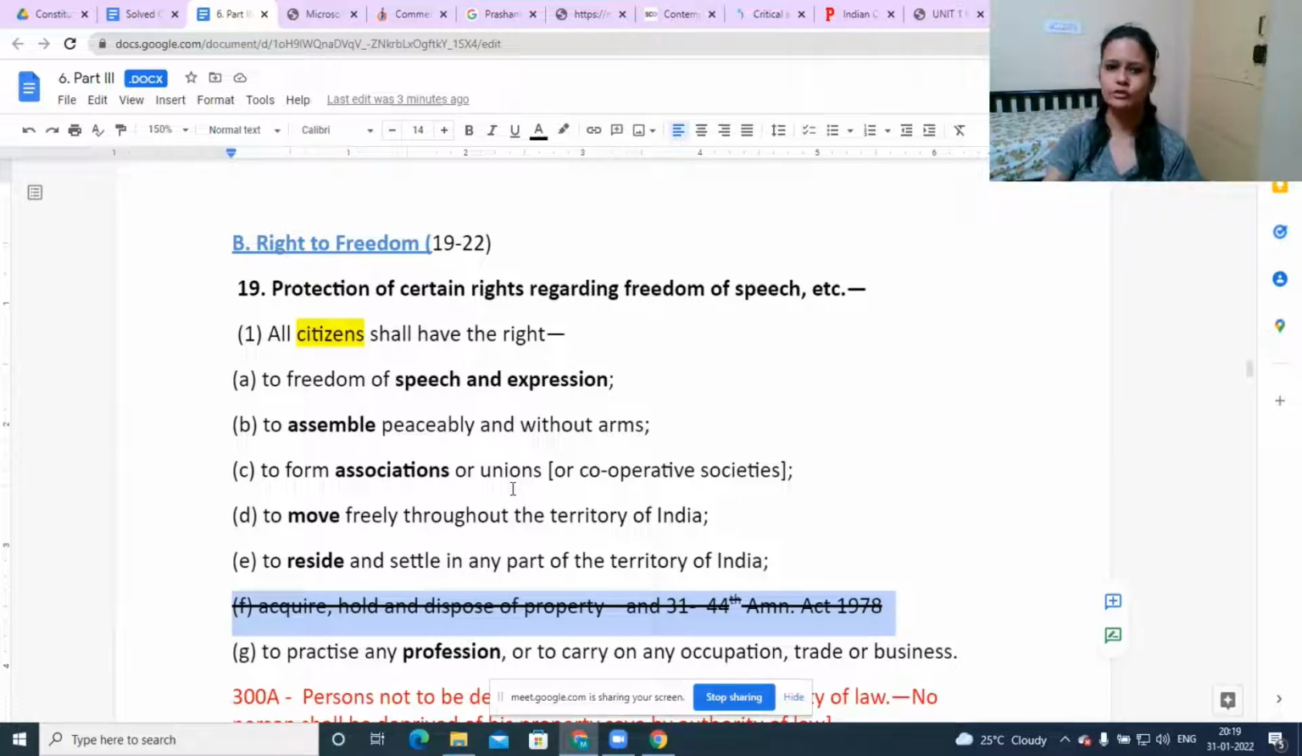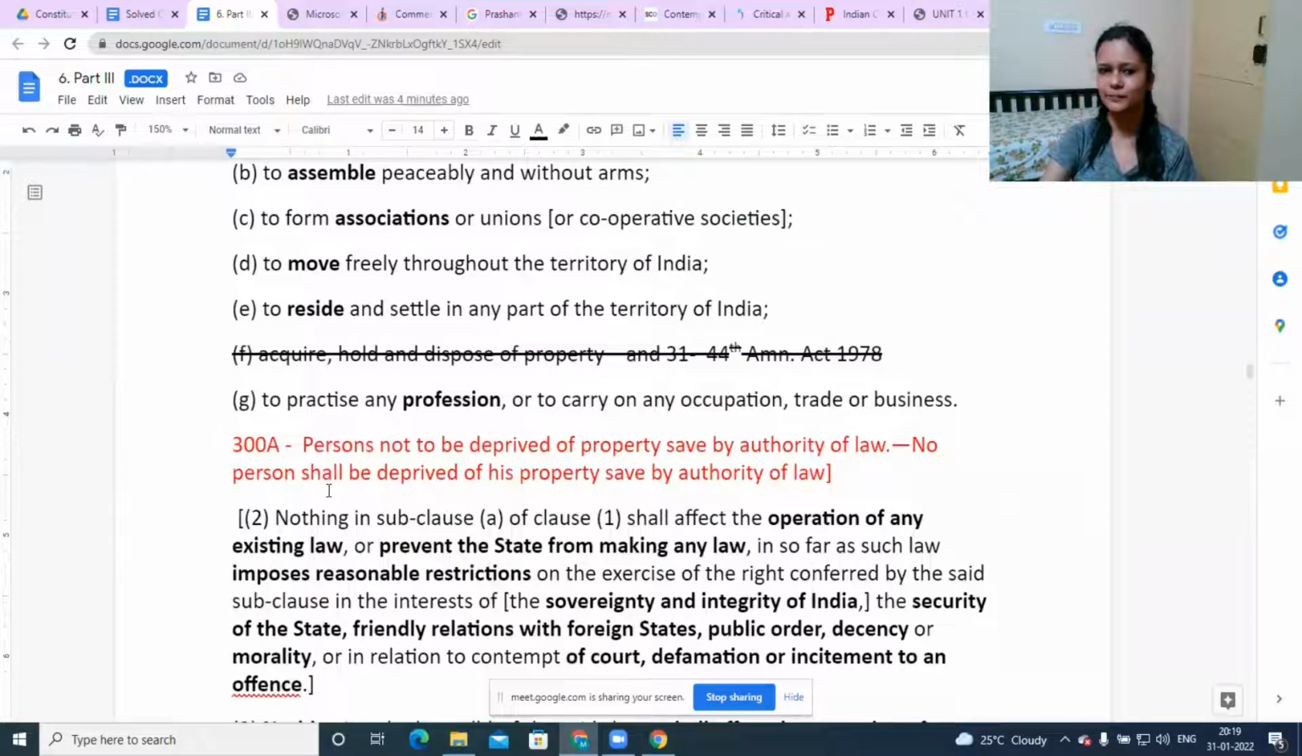People used to challenge that we have a fundamental right under Article 19(1)(f), so how come there is a legislation that is taking away this right? Those legislations used to be challenged, and finally it was removed by the 44th Amendment Act and added as a constitutional right only. And that too, it makes it very clear: a person is not to be deprived of property.